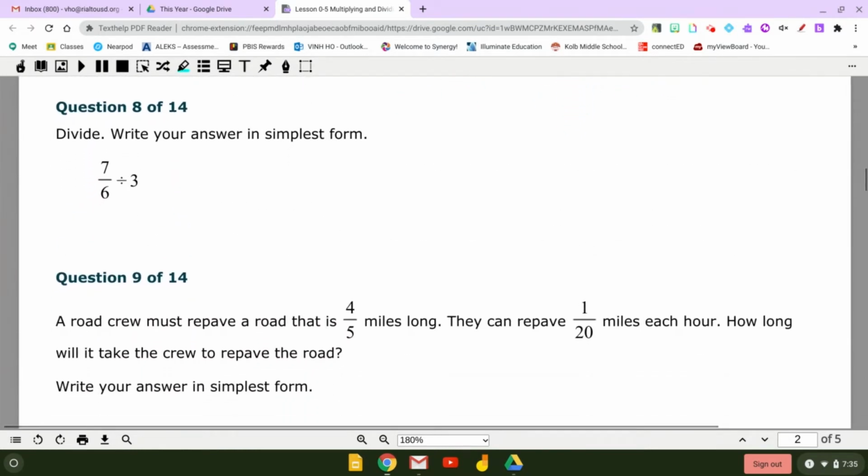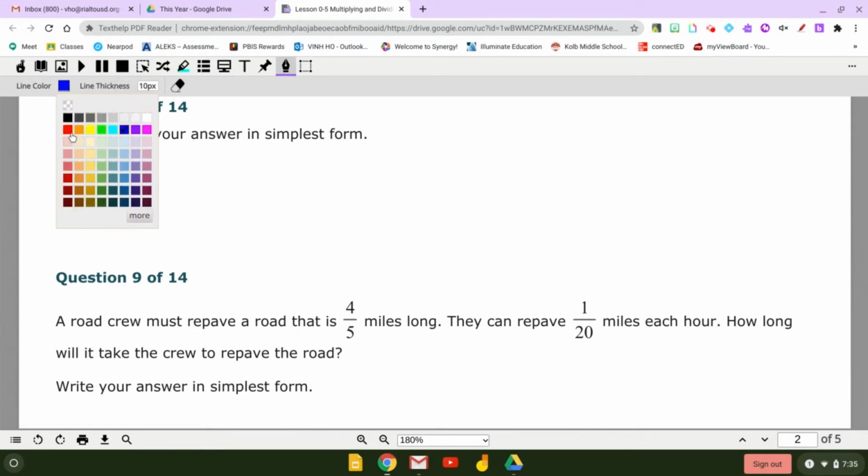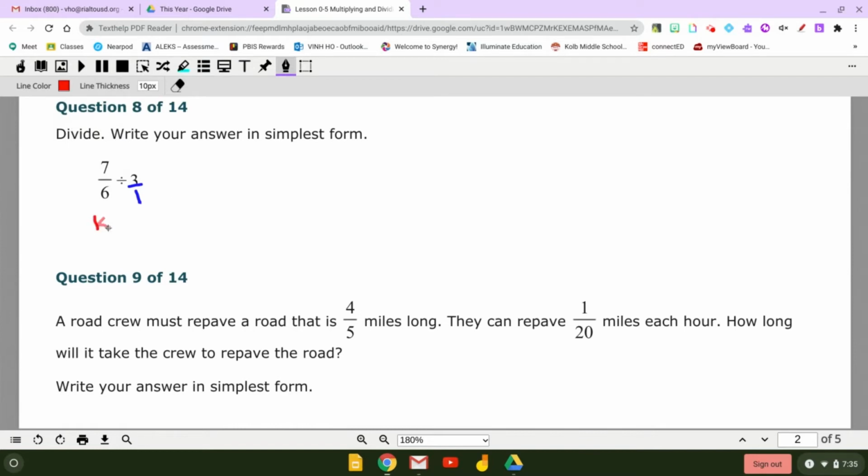Number 8. Now we're going to talk about division. Do you still remember how to divide fractions? This is 3 over 1. It will be keep, change, and flip. You keep the first fraction, that will be 7 over 6.